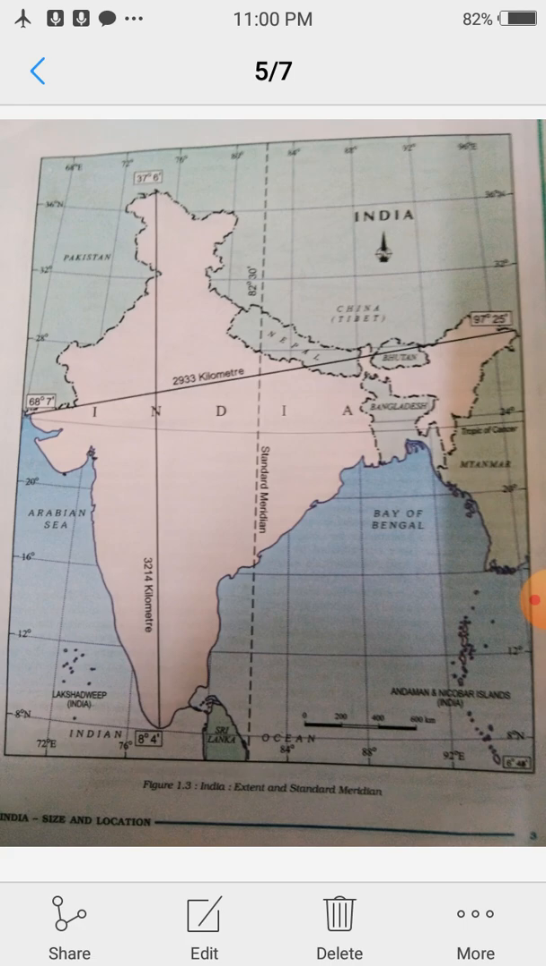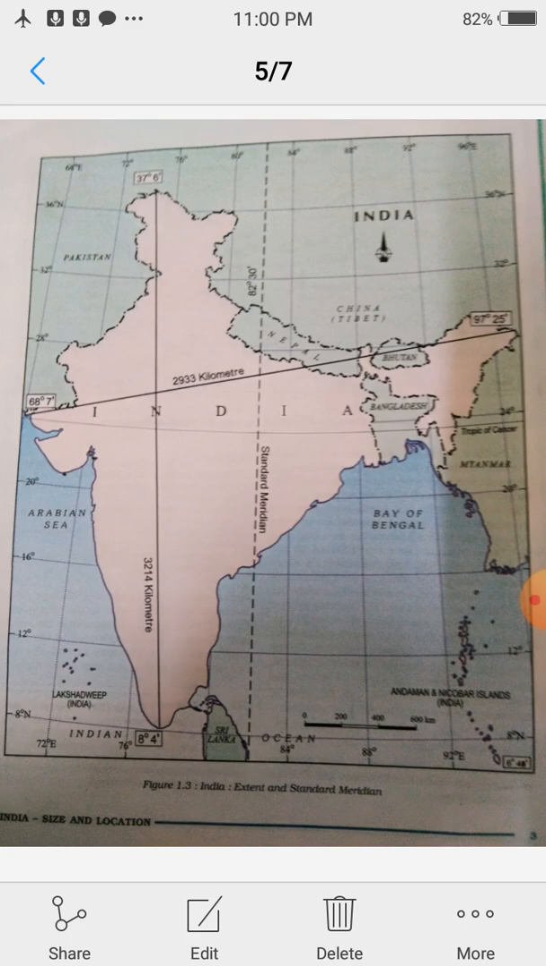So from Gujarat to Arunachal Pradesh: Gujarat is on the western side of India, and Arunachal Pradesh is the eastern part of India. There is a time lag of 2 hours, meaning the difference between the time of these two places, Gujarat and Arunachal, is 2 hours.